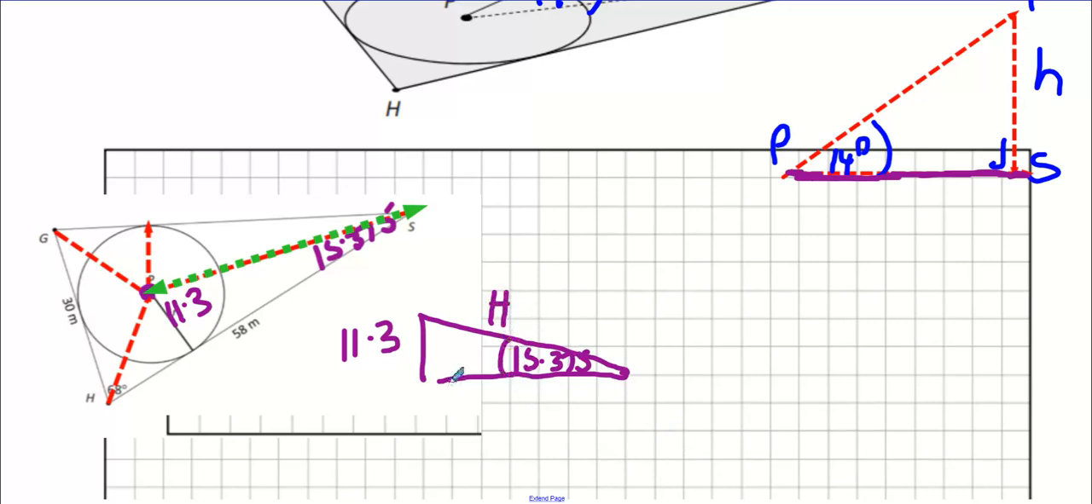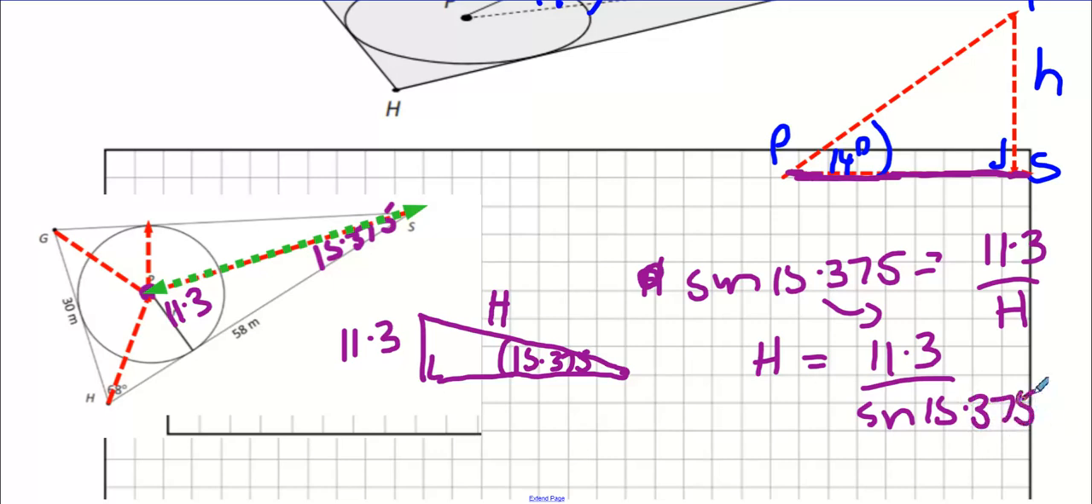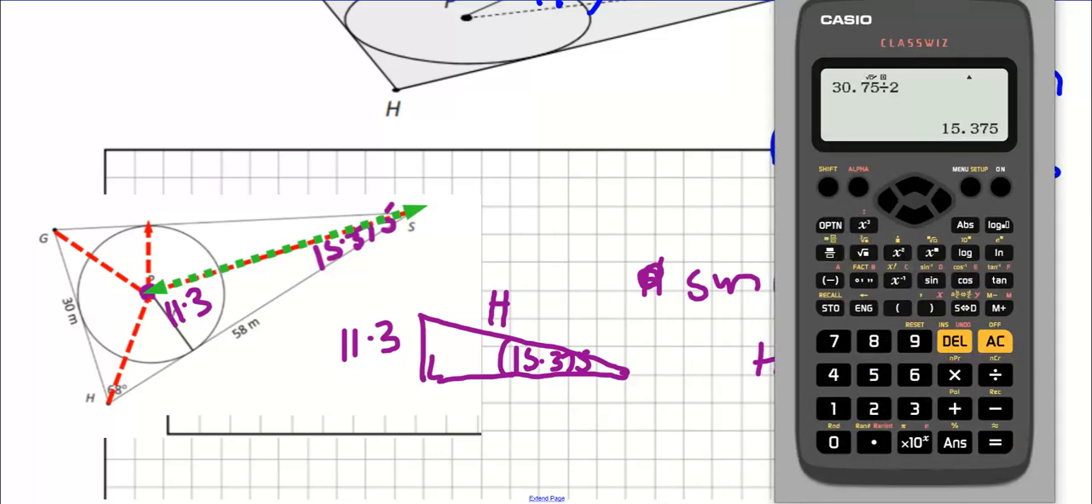Now, it's a right angle triangle. I can use Pythagoras' theorem or SOHCAHTOA. I'm going to use SOHCAHTOA. So I have the opposite and the hypotenuse. So I'm going to use sine: sine 15.375 equals 11.3 divided by H. H is going to be, division on the right, multiplication on the left. This sine 15.375 would be multiplication on the right, which makes it division on the left. I'm going to put all that into the calculator and see what happens.